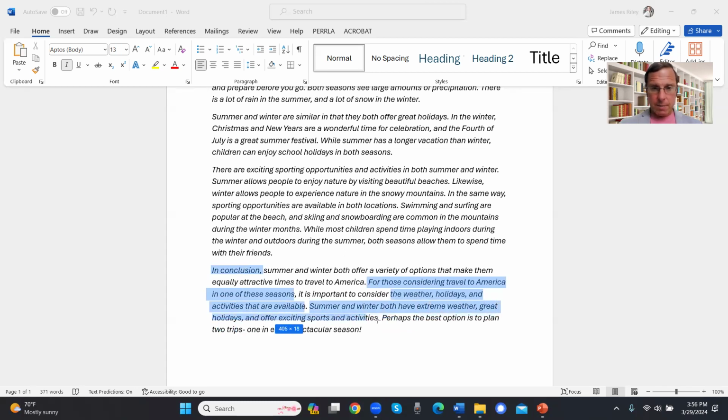And here he's talking about their similarities. "They both have extreme weather, great holidays, and offer exciting sports activities." So again, he's restating his thesis. Okay, and he leaves us with a great concluding thought: "Perhaps the best option is to plan two trips, one in each spectacular season."